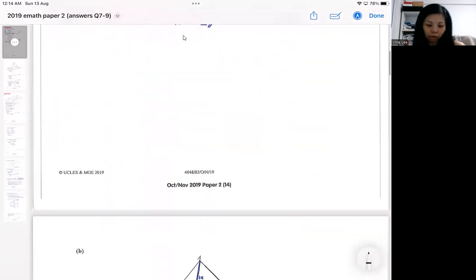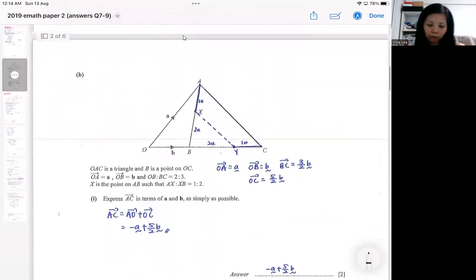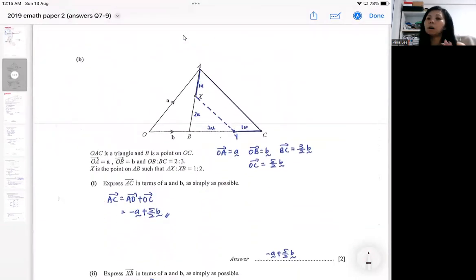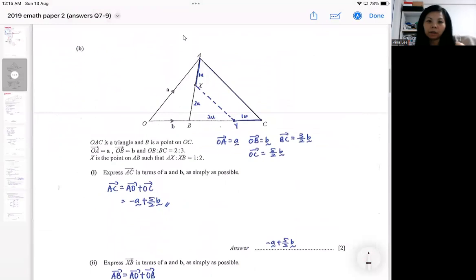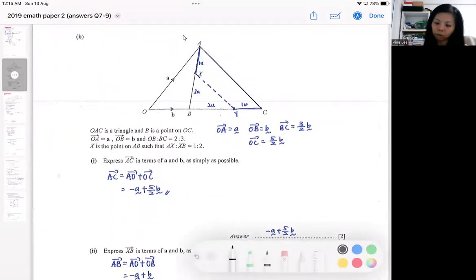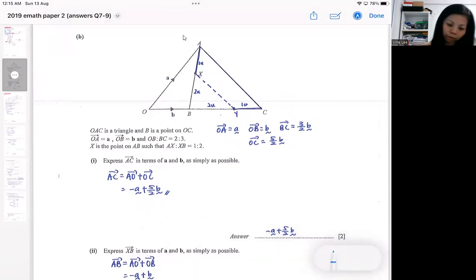Okay, so the next part is a brand new question. They gave you a brand new diagram. When they give you a brand new diagram, do make a point to read the information. For example, they gave us a vector, so do observe where the vector is. This whole thing is vector a. Then vector b only stops here.